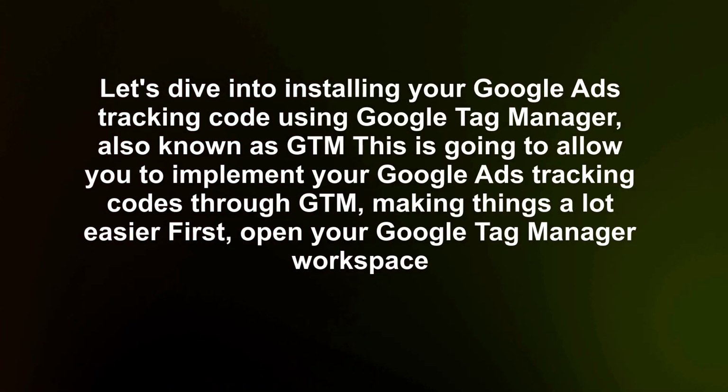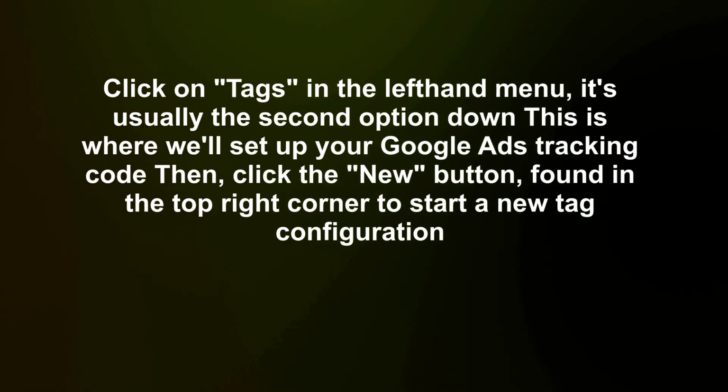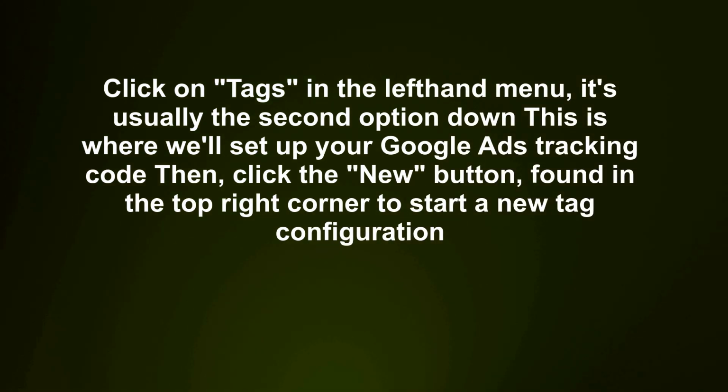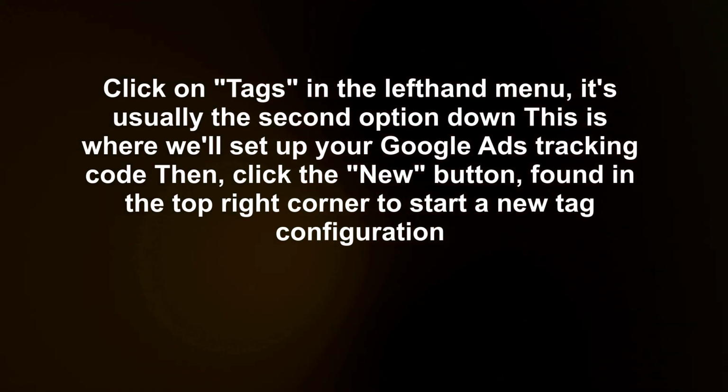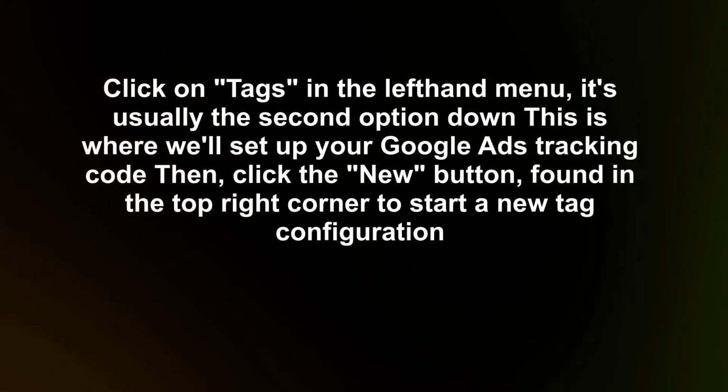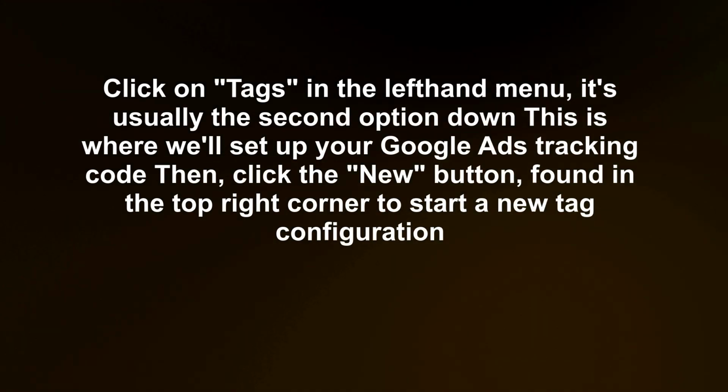First, open your Google Tag Manager workspace. Click on Tags in the left-hand menu. It's usually the second option down. This is where we'll set up your Google Ads tracking code. Then, click the New button, found in the top right corner, to start a new tag configuration.